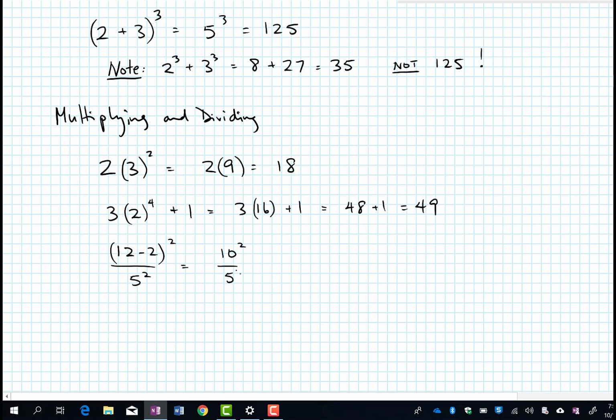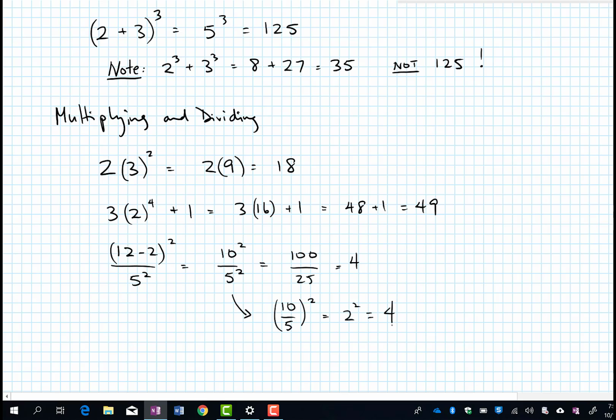If we have a fraction with something in brackets, again, just follow the order of operations. 12 minus 2 is in brackets there. It has to be evaluated to 10. Then we have 10 squared over 5 squared. 10 squared is just 100, and 5 squared is 25, and we can simplify that to get 4.